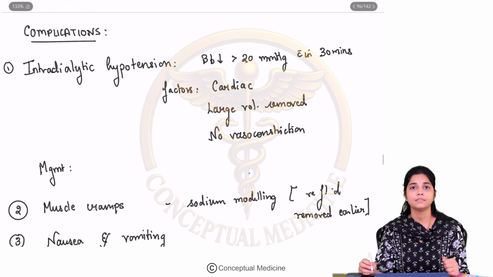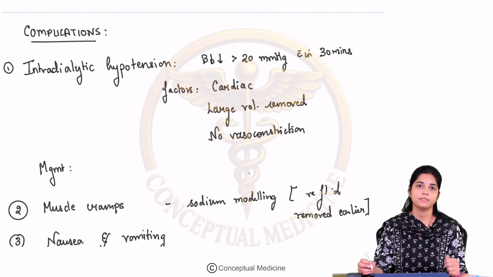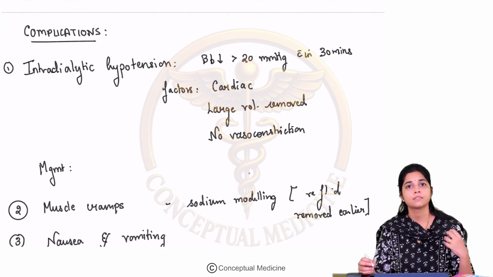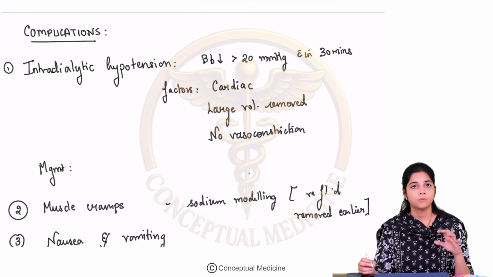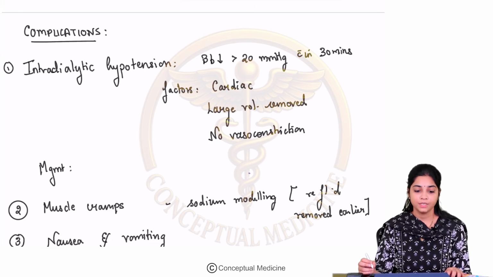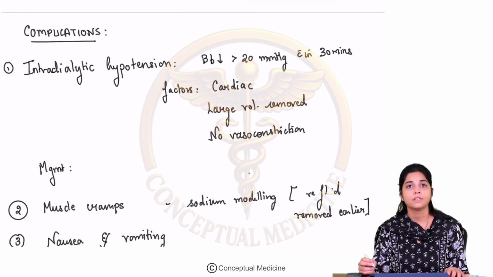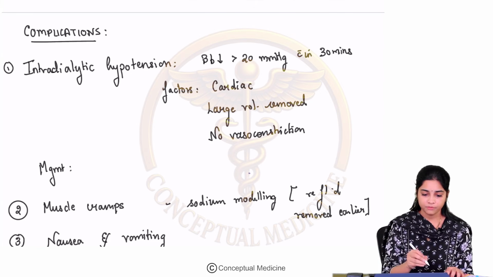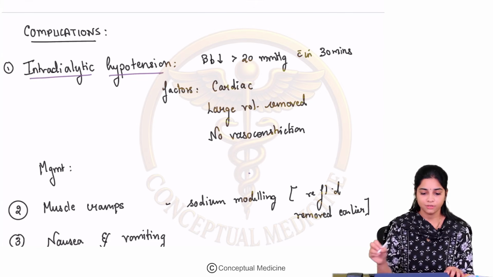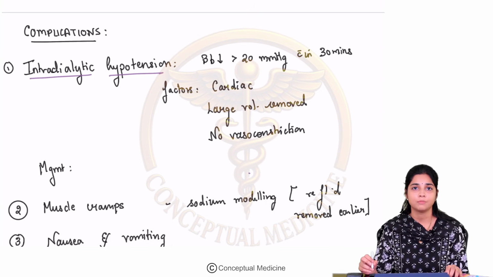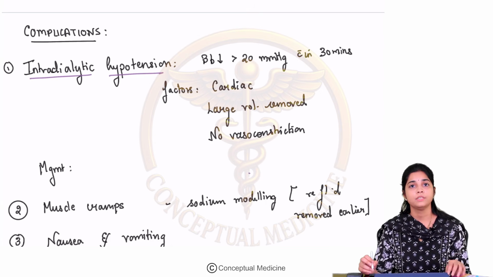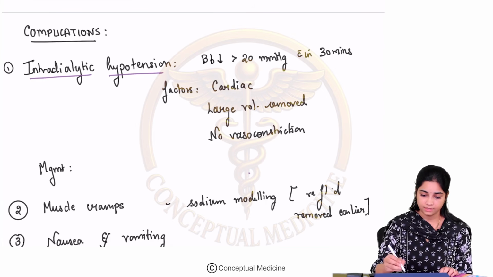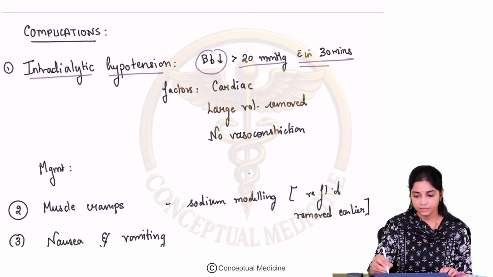Now let us understand the various complications of hemodialysis. We have understood what hemodialysis is, what the hemodialysis circuit is, and what the advantages of HD are. Now let us understand the complications of hemodialysis. The first complication that you should be aware of is intradialytic hypotension. In this, there is a blood pressure fall of more than 20 millimeters of mercury in the first 30 minutes of dialysis.